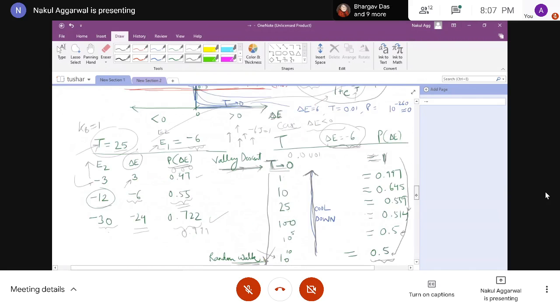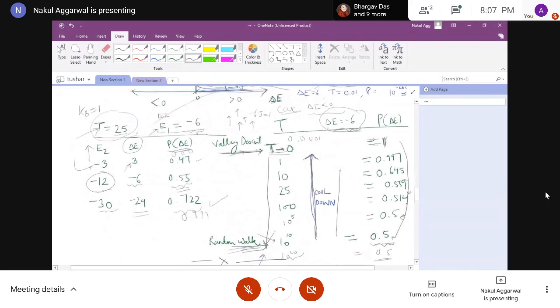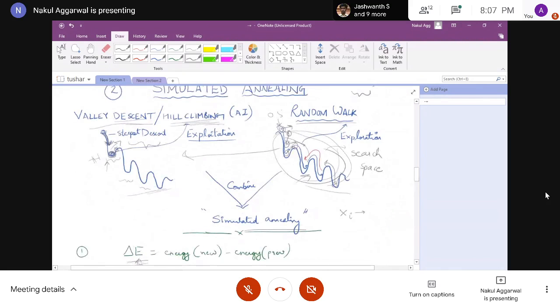Now, as you cool down, you will end up in a regime of valley descent. Now you will start looking at the steepest descent, because random walk helped you to explore the search space. Now you have explored this search space. So as you decrease the temperature, you end up in the global minima. Now, this is a very bold statement.